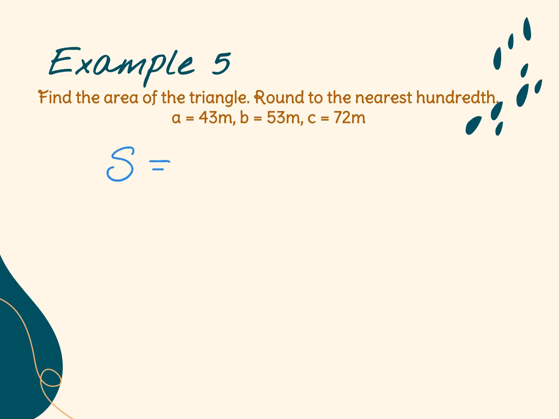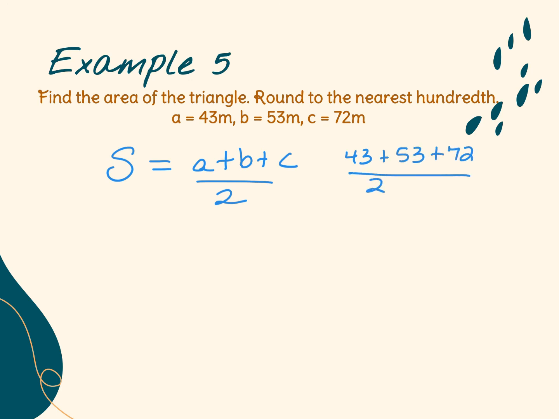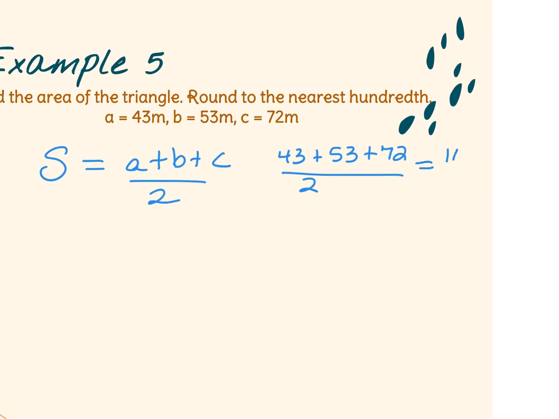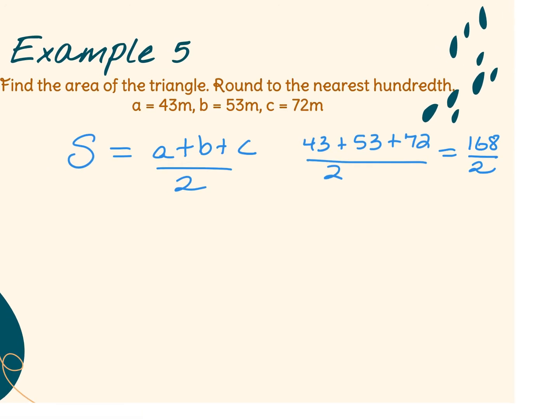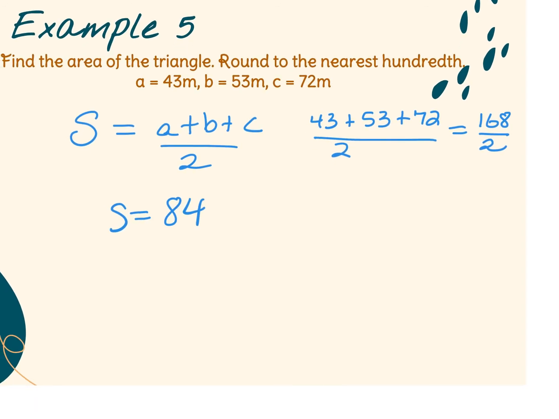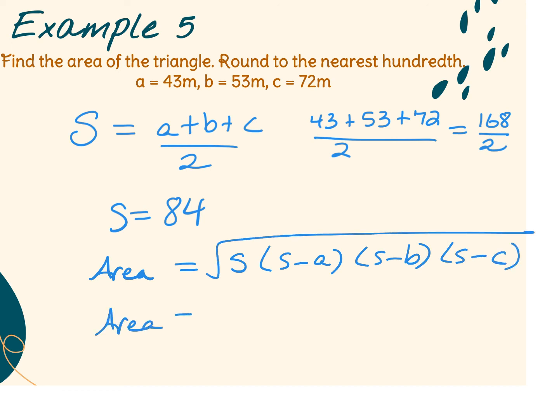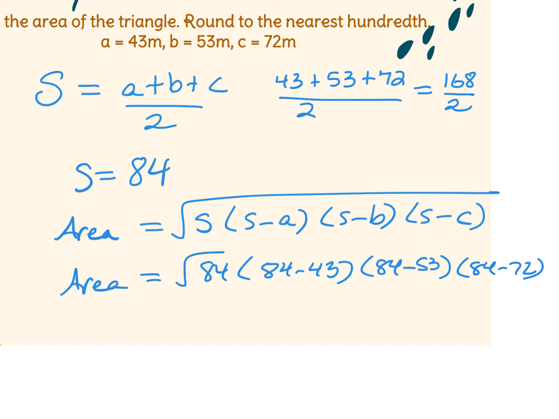So I need to calculate S first. We're going to do A plus B plus C, divide by 2. My A is 43. My B is 53, my C is 72. I'm going to add those three numbers. When I add them, I get 168. I'm going to divide that by 2, and my S value is 84. Now I'm going to write out the formula. Now that capital A on the previous slide is not angle A, that is the area. The area equals the square root of S times S minus A, S minus B, S minus C, all under the radical. So area is equal to 84 times 84 minus 43, 84 minus 53, 84 minus 72, all under the square root.